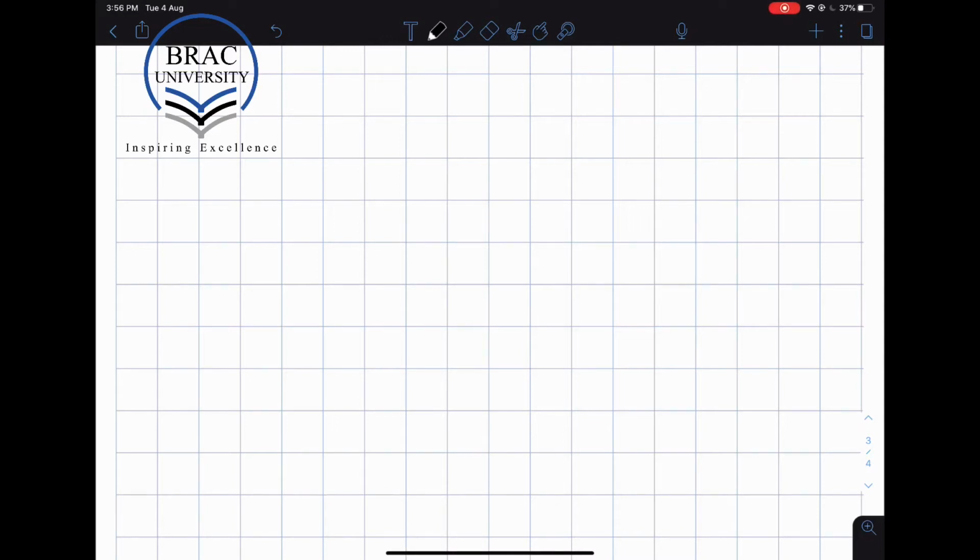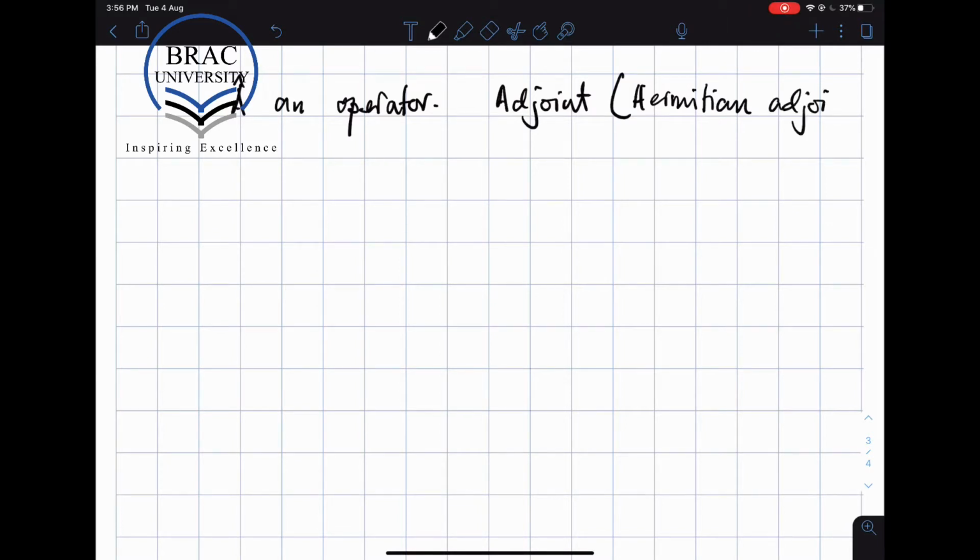Now that I've discussed the idea of a linear operator, we want to define the adjoint of an operator. So let A be an operator. So its adjoint, which is also called the Hermitian adjoint, of A is given by A dagger. And it's defined in the following way.